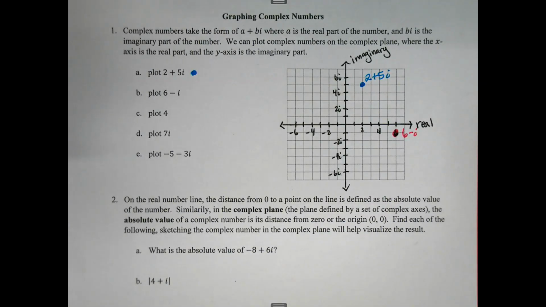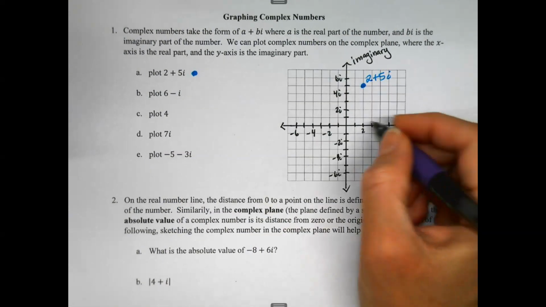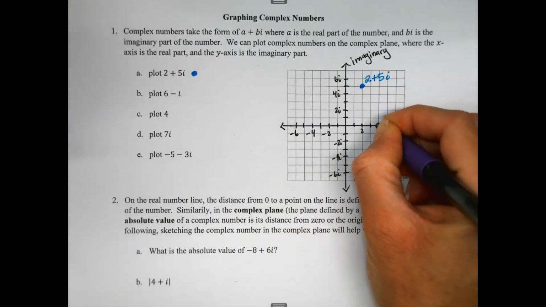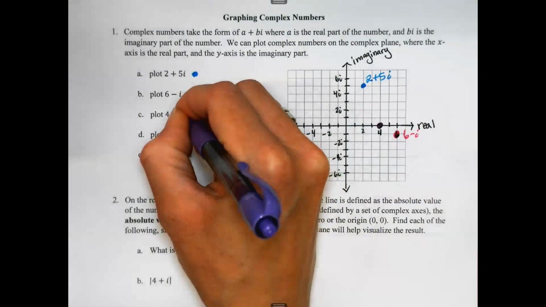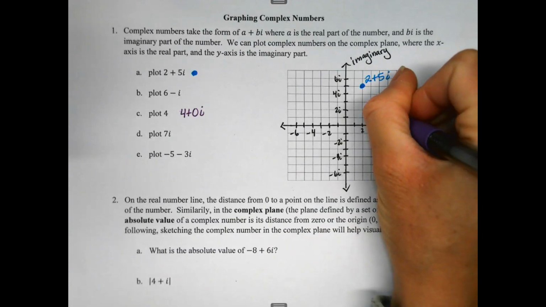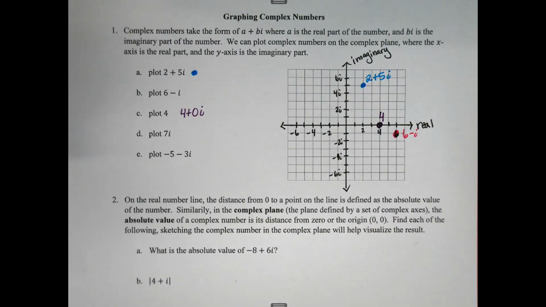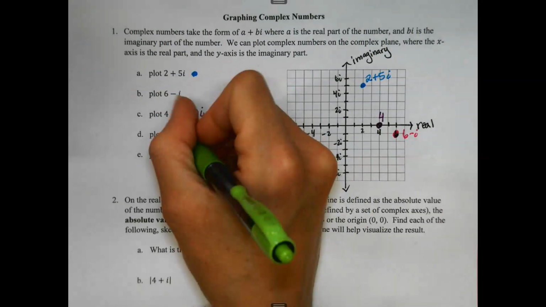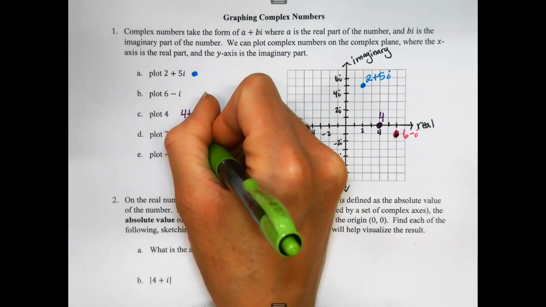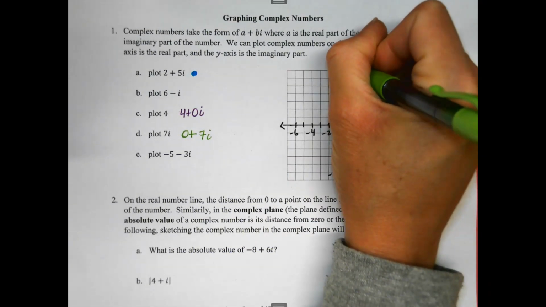If we are given just a real part or just an imaginary part, for example, plotting 4, that's a real number. Therefore, the imaginary part is 0. That's akin to having 4 + 0i. That's the exact same thing. And so that would just be on the real axis, a location for 4. And 7i, we would have the same thing. This is 0 + 7i. So it would be on the imaginary axis at positive 7.